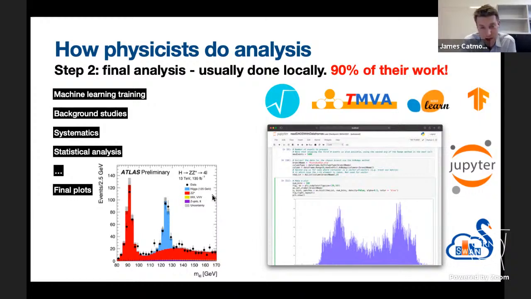So there are many different ways for physicists to work. There are almost as many ways for physicists to work as there are physicists. But we have this huge range of tools, some of them from within the particle physics community and some of them from outside it, that we are using to do our analysis.